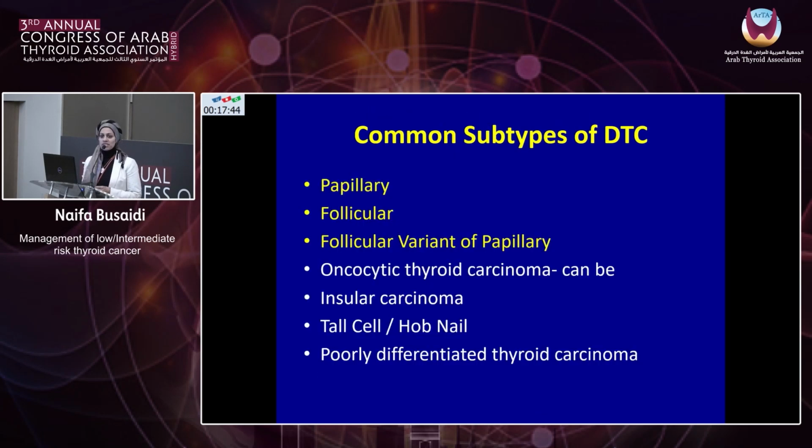And there's many common subtypes, as she also went over. For today's purposes, for low to intermediate, there'll be the papillary, folliculars, and follicular variants of papillary. We will not discuss the oncocytic or insular, even though some oncocytic, which is the new name of Hürthle cell cancer, can be low risk. In general, the lower half of this slide is showing higher risk cancers.